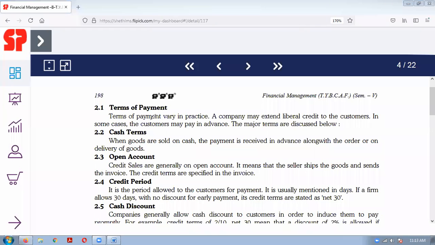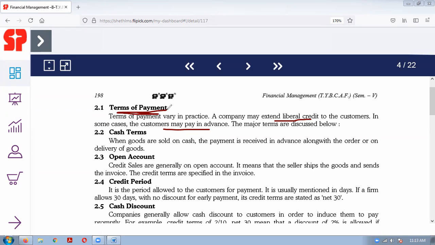Terms of payment is what? Terms of payment vary in practice. It can differ from business to business. Some companies may extend liberal credit to customers. Okay, in some cases, customers may pay in advance. So these terms of payment will depend upon business to business.